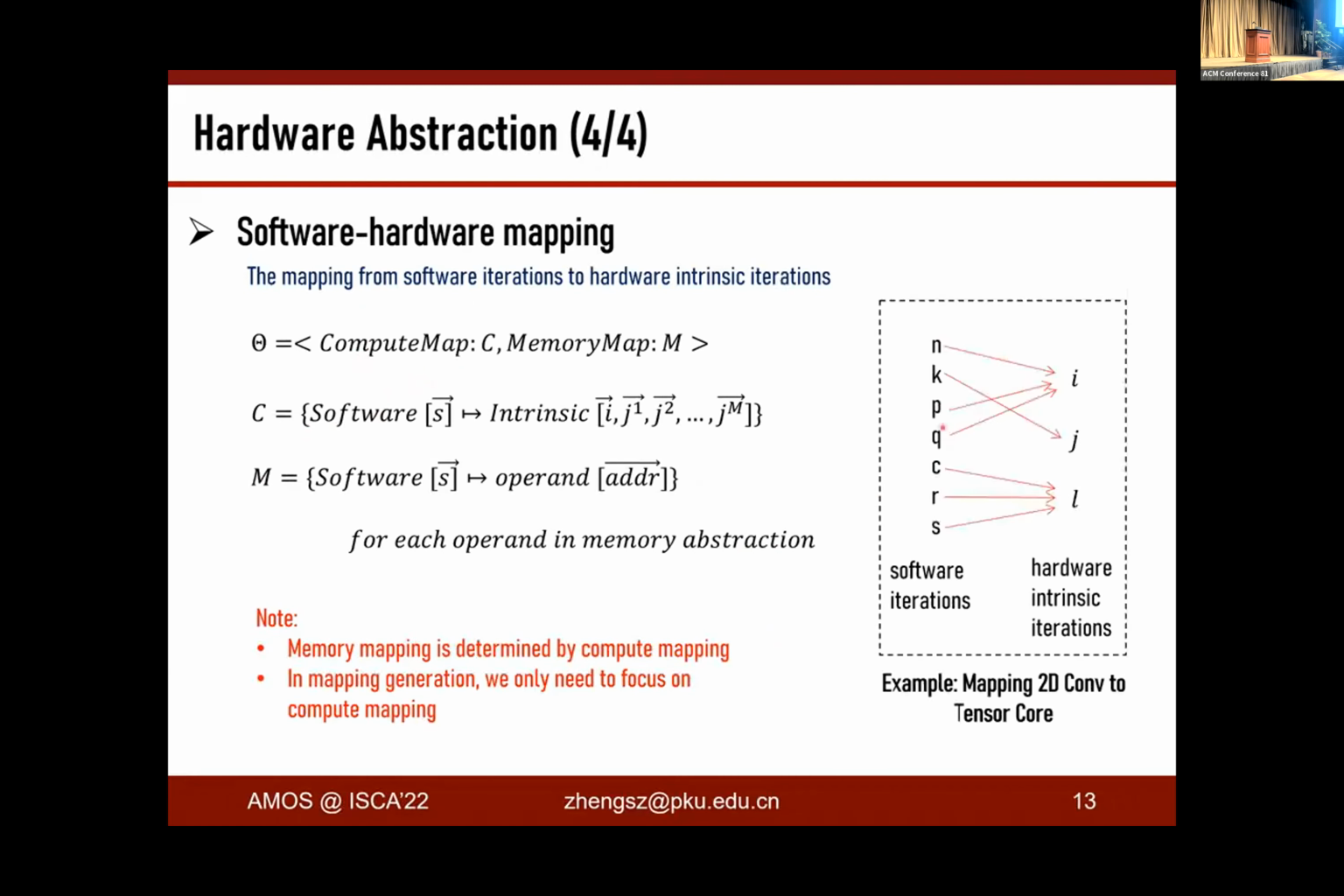Here we show an example of software-hardware mapping that maps a 2D convolution to Tensor Core. You can see that the software iterations N, P, Q are mapped together to the hardware iteration I, and the software iteration K is mapped to the hardware iteration J, and the software iterations C, R, S are mapped to the hardware iteration L. This mapping corresponds to the image-to-column transformation.